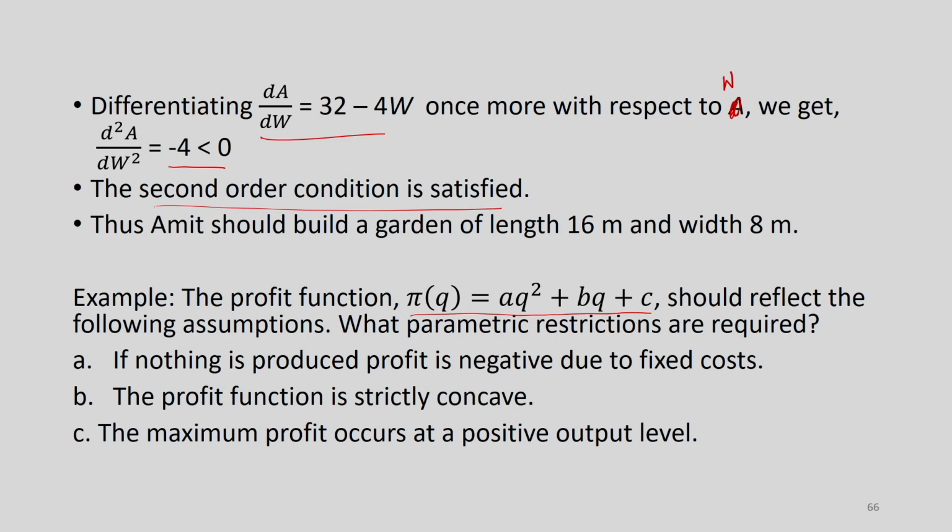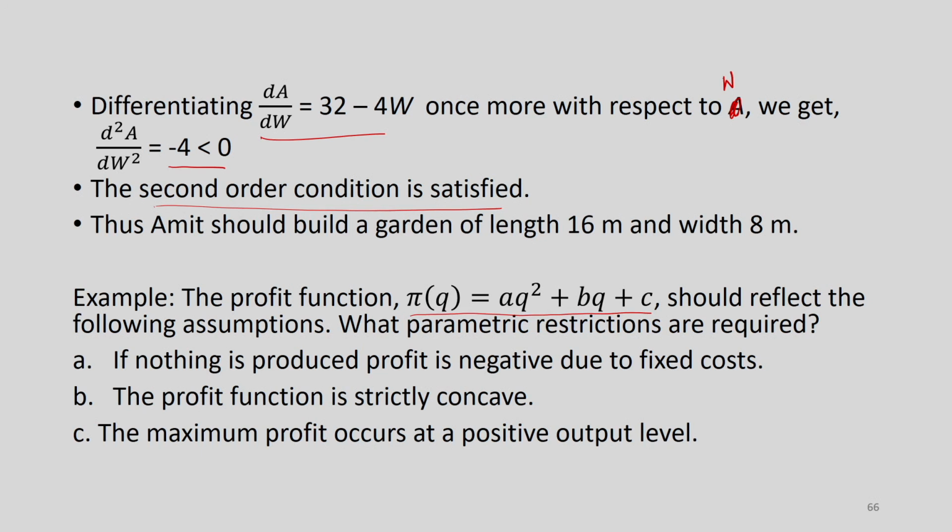Okay. Number 1, if nothing is produced, profit is negative due to fixed costs. So, that assumption should be reflected in this profit function. Secondly, the profit function is strictly concave. Okay, that is the second condition. And thirdly, the maximum profit occurs at a positive output level. Okay. So, this is the third condition that should be reflected in the profit function.